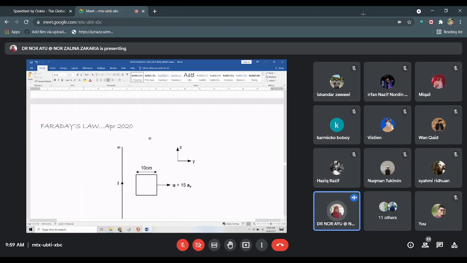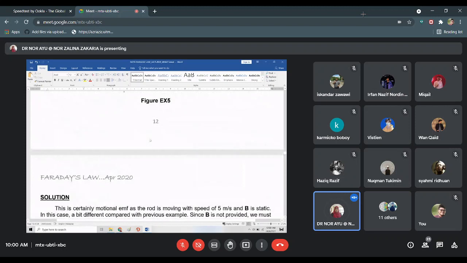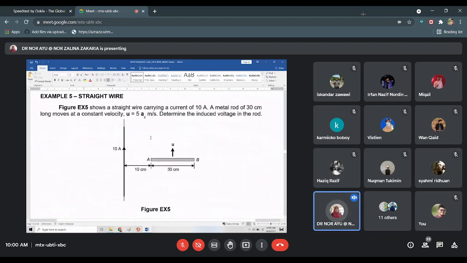For this one, if you look here, example 5 shows a straight wire carrying a current of 10 amperes, a metal rod of 30 cm, so this is the metal rod, moving at a constant velocity of U 5AZ. So dia dah bagi kamu U ni, maknanya dia adalah motional EMF. But dia tak bagi kamu magnetic field. The B tu dia tak bagi. So kamu kena cari B.